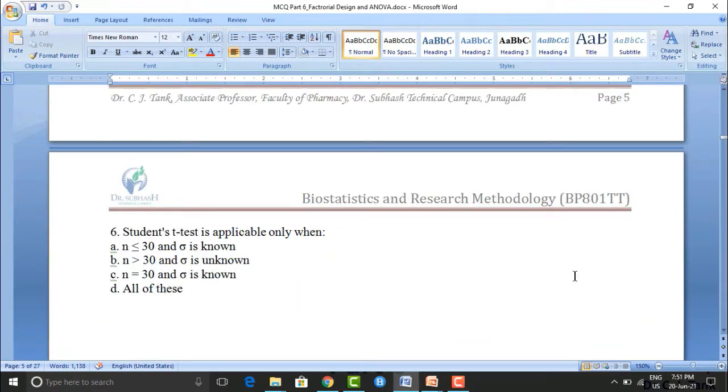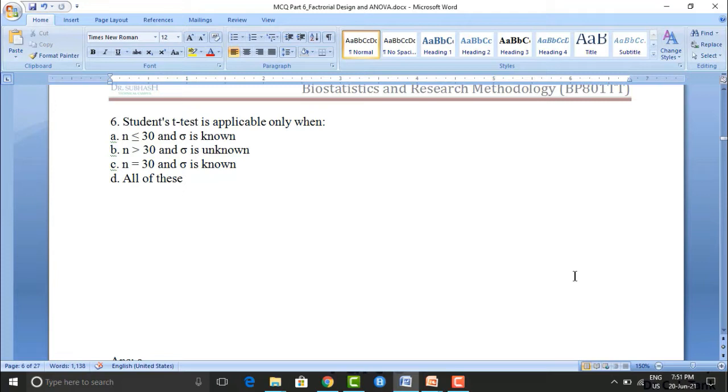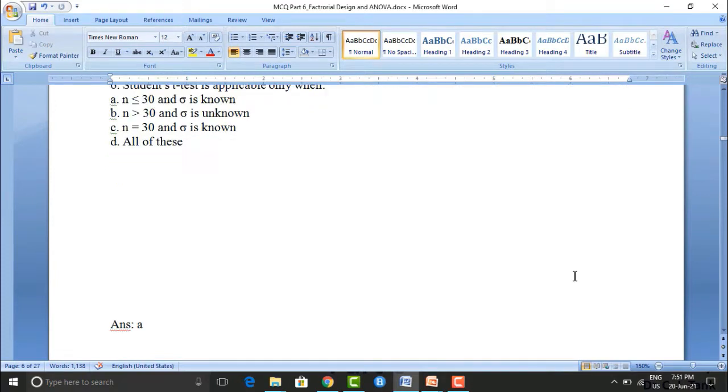The next question, Student's t-test is applicable only when option A, n is less than or equal to 30 and sigma is known. Option B, n is greater than 30 and sigma is unknown. Option C, n is equal to 30 and sigma is known, and option D, all of these. The correct answer for this question is A, n is less than or equal to 30 and sigma is known.